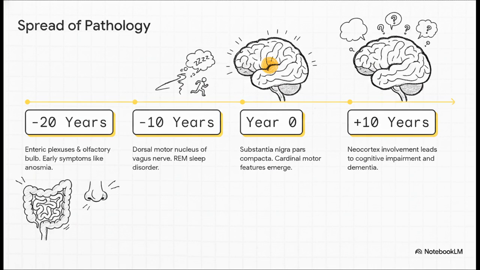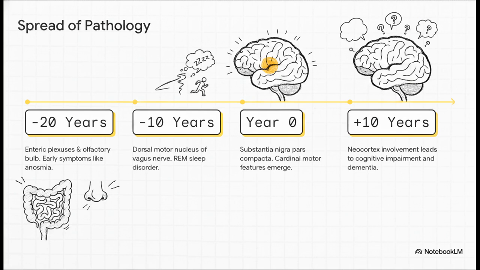This timeline perfectly maps that path of destruction, and it connects right back to those non-motor symptoms we covered earlier. The pathology likely starts decades before anyone gets a clinical diagnosis. 20 years prior, those misfolded proteins might begin in the enteric plexuses of the gut or the olfactory bulb, which perfectly explains early symptoms like severe constipation or anosmia, that loss of smell.